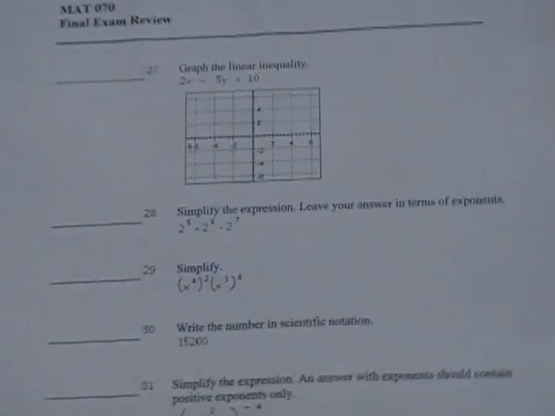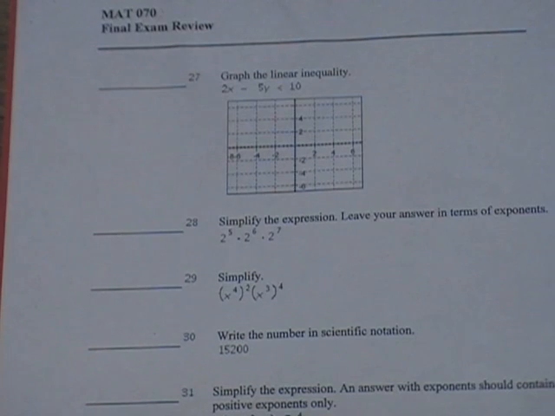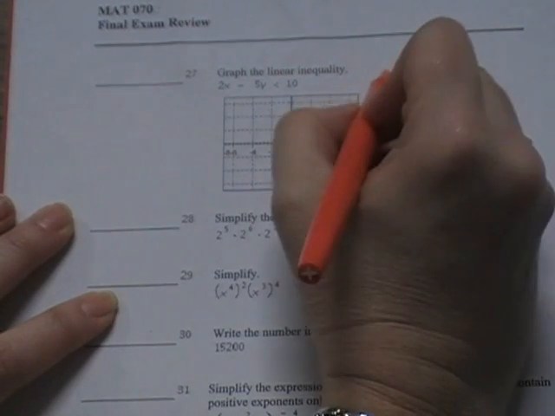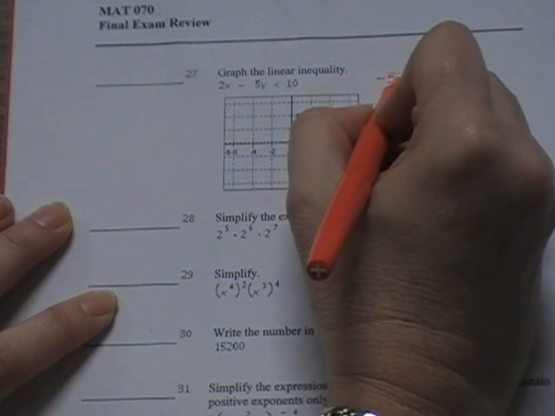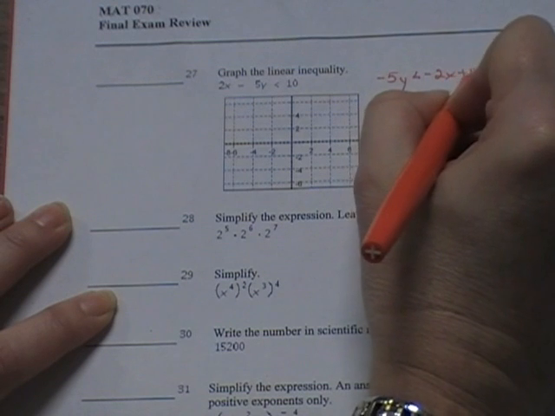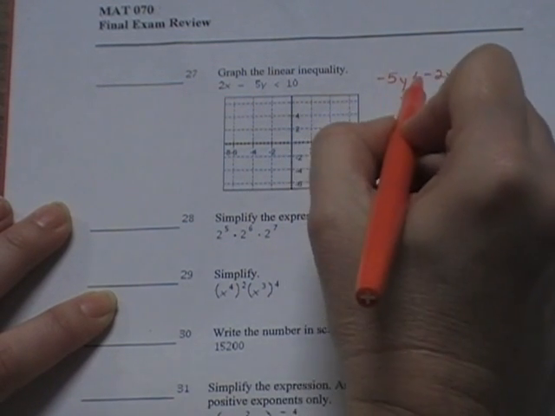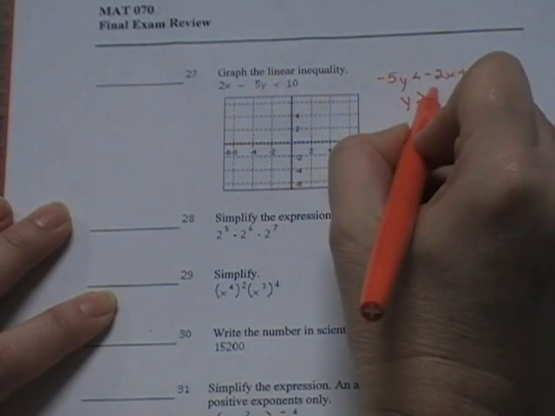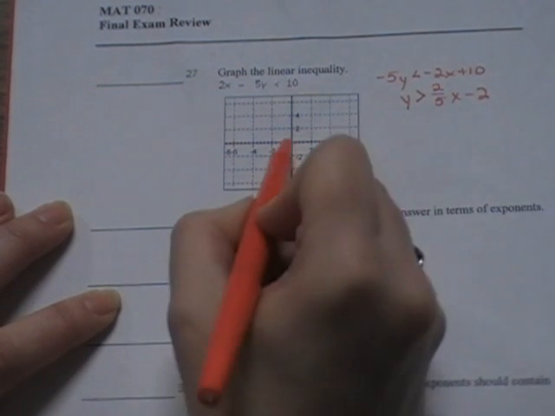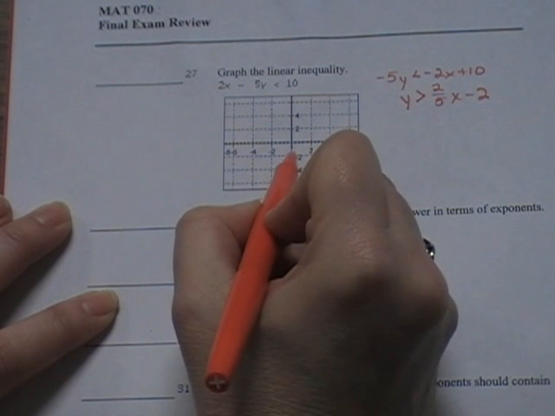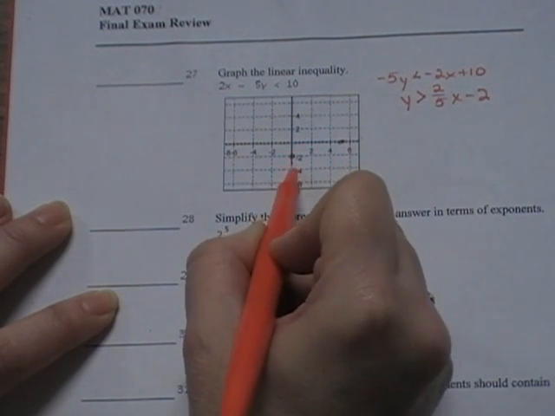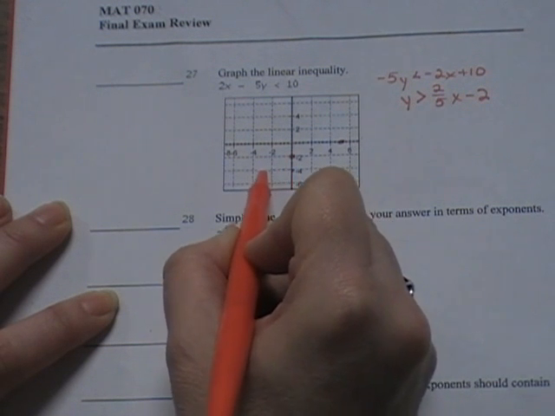27 asks us to graph the linear inequality. I'm going to change that into slope-intercept form by moving my 2x over. I have 2y is less than negative 2x plus 10. Then divide by negative, remembering to reverse my inequality sign, gives me y is greater than 2/5 x minus 2. I start at negative 2. I rise 2 and run 1, 2, 3, 4, 5, or I fall 2 and run 1, 2, 3, 4, 5.